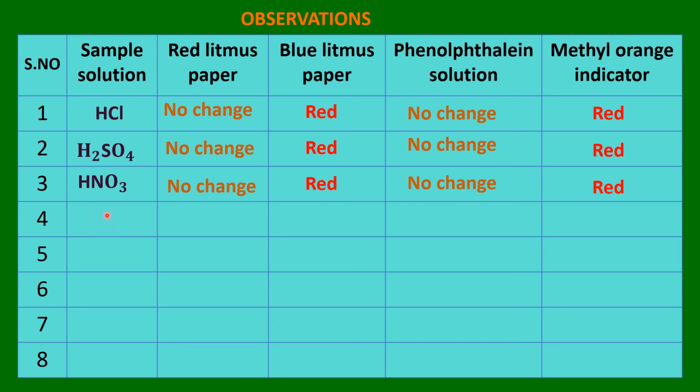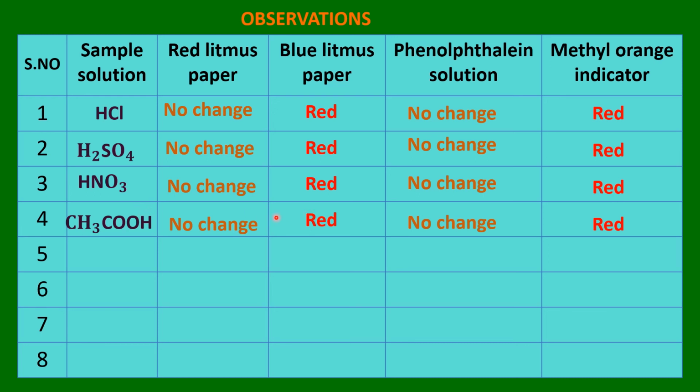The other sample solution which we have taken was acetic acid solution. And with this, no change. And whereas with the blue litmus, it turned to red. And with phenolphthalein solution, no change. And with methyl orange indicator, it turned to red. Here, the pure acetic acid does not respond to the litmus paper or the solution indicators, whereas the dilute solution, that is acetic acid dilute solution, will respond for the litmus paper and then the indicator.